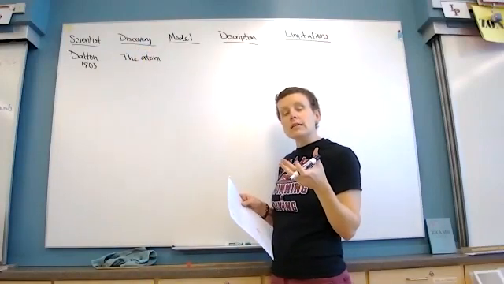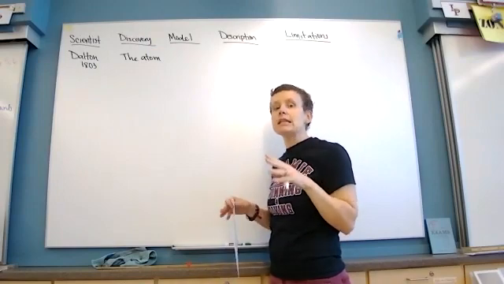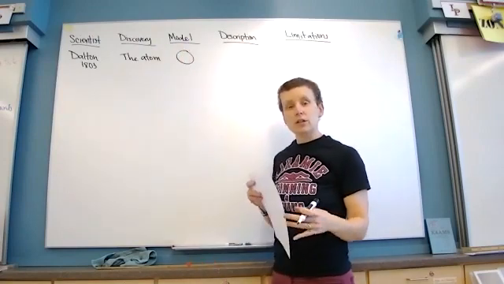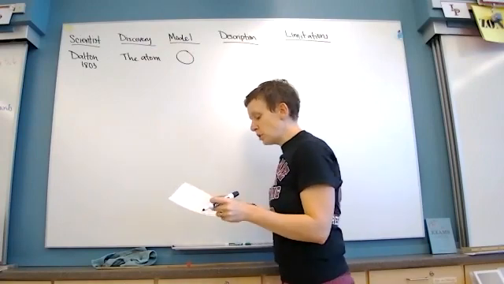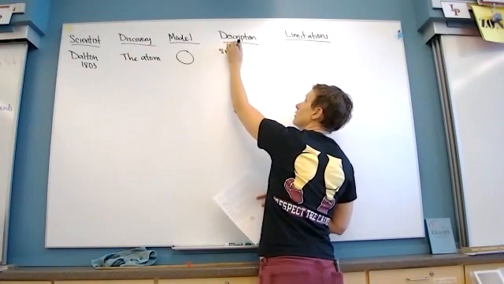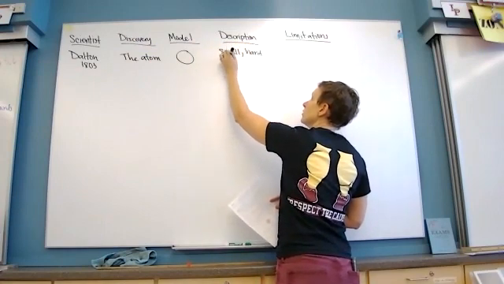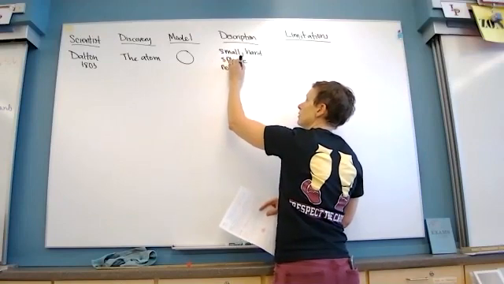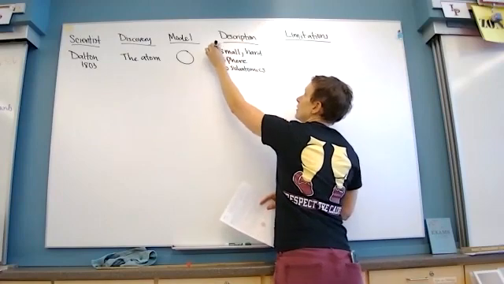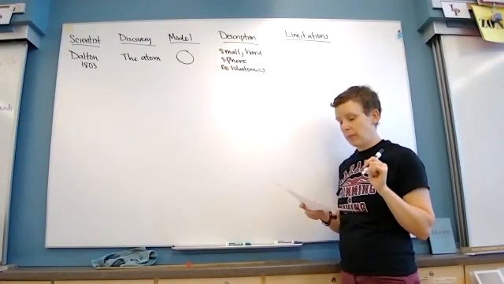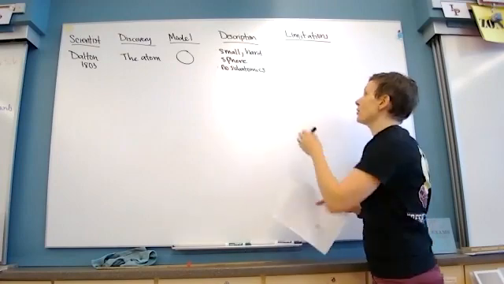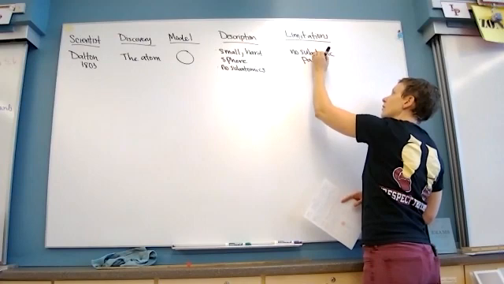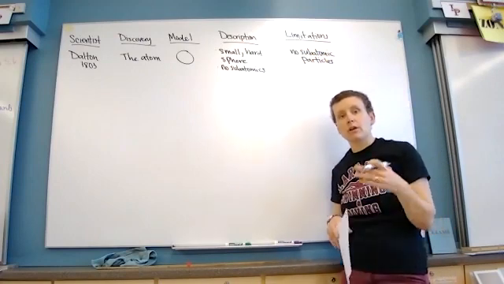Now remember, when he was doing this, he thought atoms were indivisible, not invisible, indivisible, okay? He thought you couldn't get any smaller than an atom. And so his model is just that. It's just a little sphere that can't be divided. So the description of that model: small hard sphere with no subatomic particles. And the limitation is that it had no subatomic particles. That's a pretty big limitation now that we know that there are particles smaller than an atom.